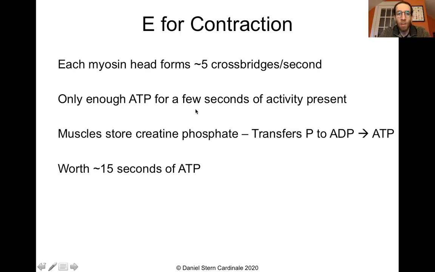Muscles also contain a material called creatine phosphate. This is a material that allows for the transfer of a phosphate back to an ADP to make an ATP. So basically you can recycle your adenosine diphosphate as you're going through this process. This is worth an additional 15 seconds or so of ATP, which means in total you're looking at 15 to 20 seconds of ATP stored in your muscles. Once you use that up, you need to be doing respiration to generate more ATP for additional contractions.